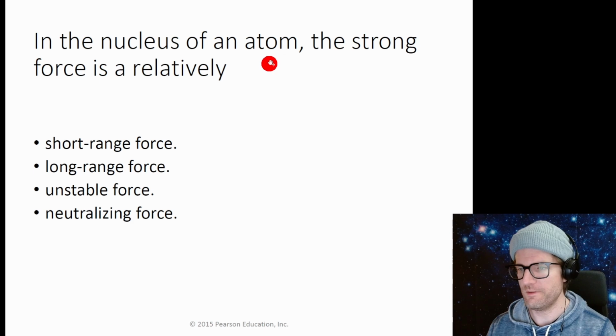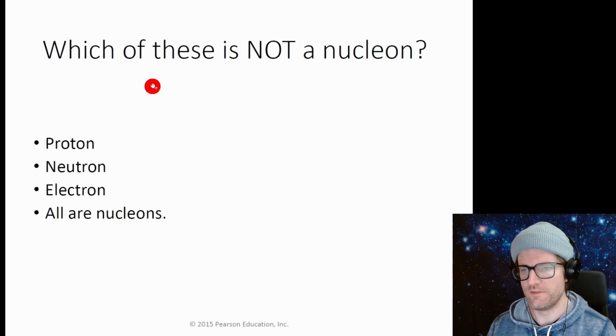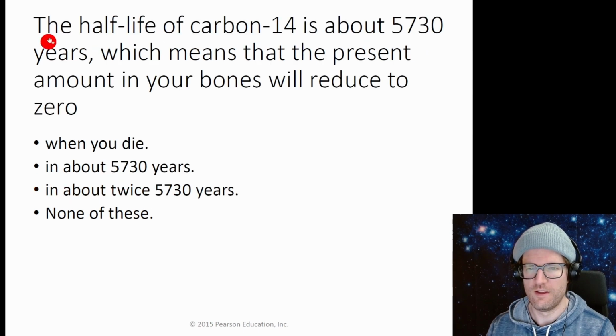In the nucleus of an atom, the strong force is relatively, we said, short range. Uranium-235, uranium-238, and uranium-239 are different. Well, the same element; ions, that's a different thing. Different isotopes, that's right. Which of these is not a nucleon? Proton, neutron, electron. It's electron. The half-life of carbon-14 is about 5,730 years, which means that the present amount in your bones will reduce to 0 never. Because it never actually reduces to 0.